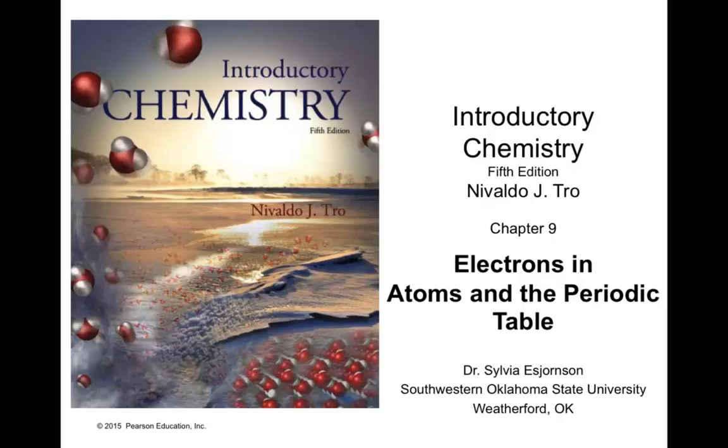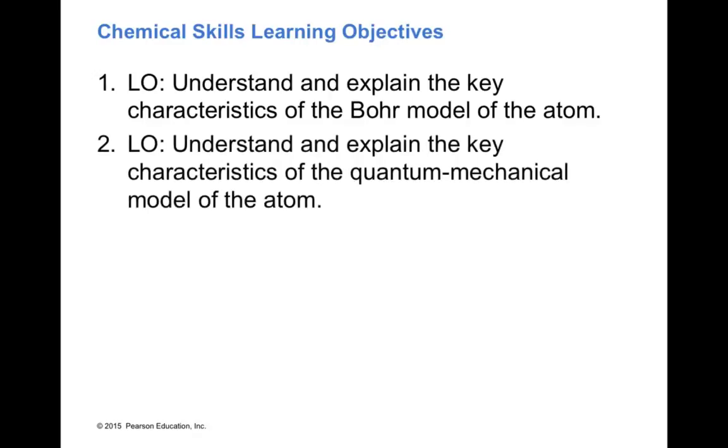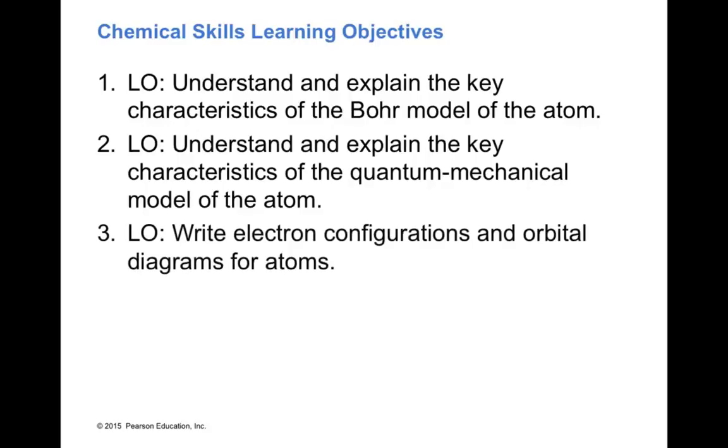This is the second module of Chapter 9, Electrons in Atoms and the Periodic Table. By the end of this module, you will be able to understand and explain the key characteristics of the Bohr model of the atom and of the quantum mechanical model of the atom. Also, you will be able to write electron configurations and orbital diagrams for atoms.